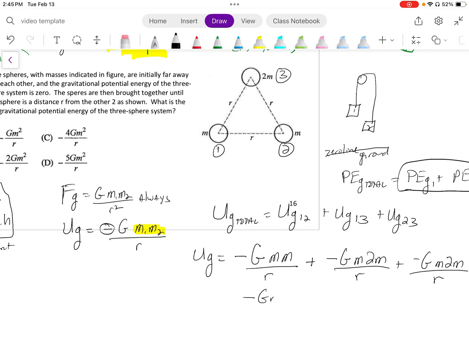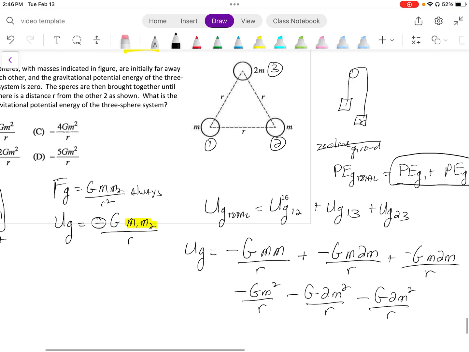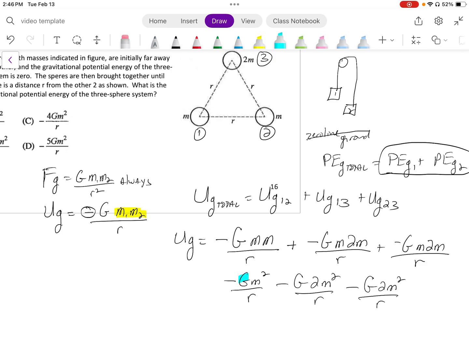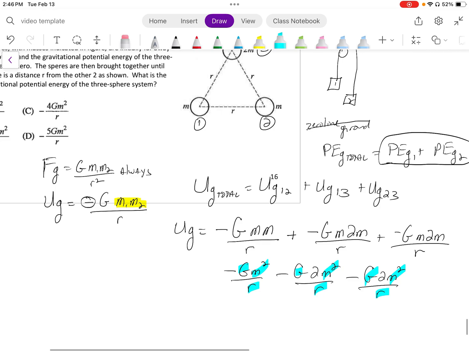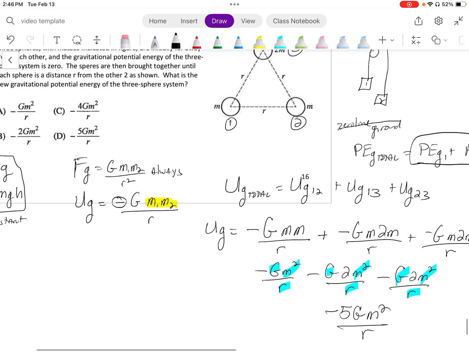So I have negative Gm squared over r minus big G 2m squared over r minus big G 2m squared over r. They're all the same. Every one of them has a G, an m squared, and an r. So I can add them. They're all common terms. So I have negative 1, minus 2, and minus 2. That would be negative 5Gm squared over r.